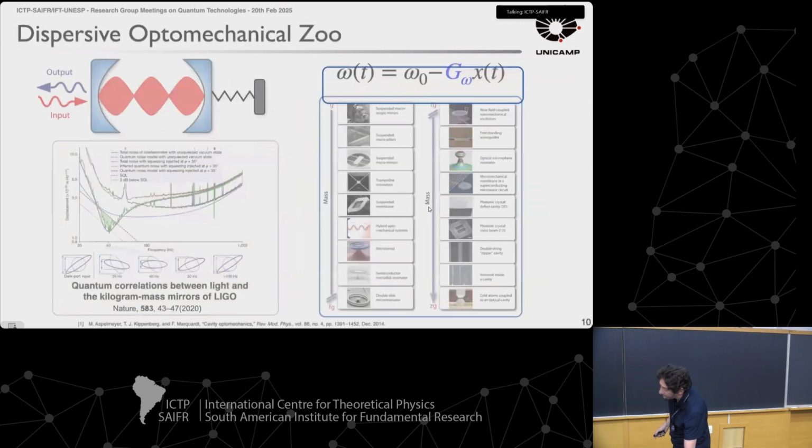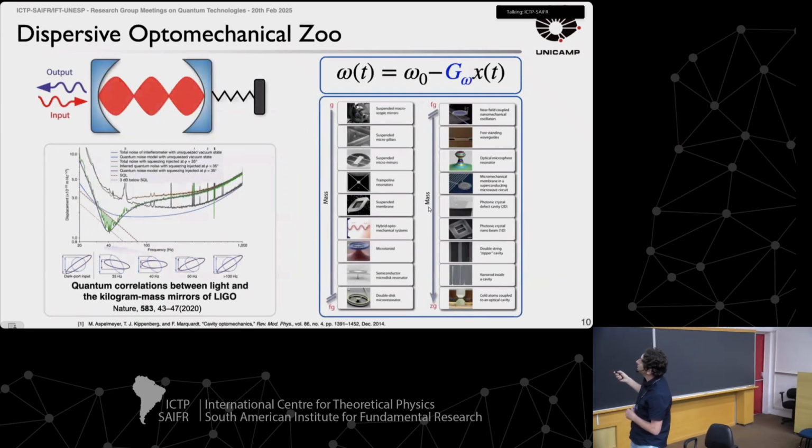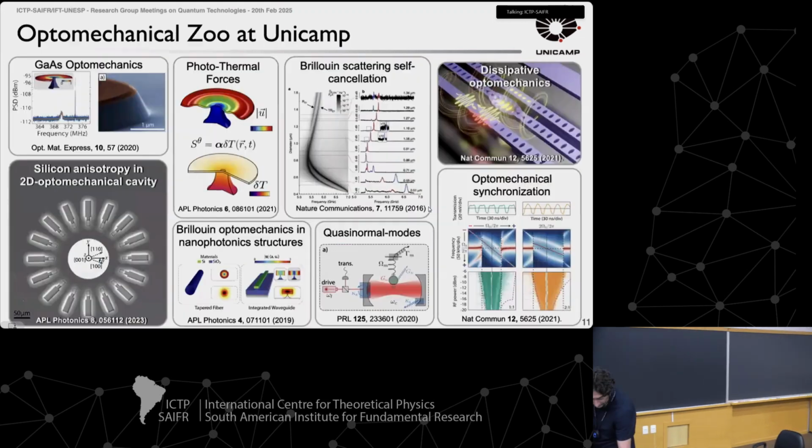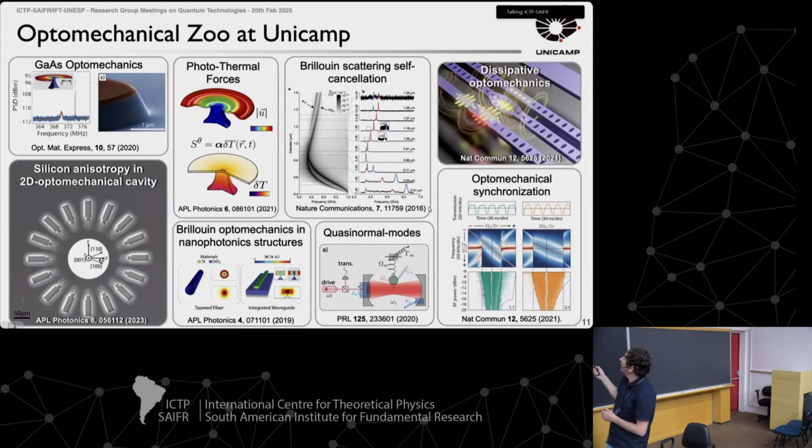And this has been done in lots of devices and in lots of sizes. I think the most famous one is LIGO, the gravitational wave interferometer, which has kilogram mirrors, to cold atoms, as we saw here, that can also push that. And we also have our own zoo at Unicamp, where we have explored microfabricated devices on gallium arsenide, on silicon, or on waveguides to push that.